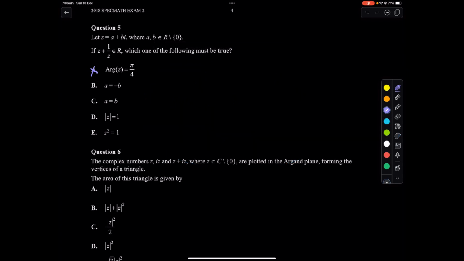Let's look at the next case. This is how you need to think when you're doing Spec. a is equal to negative b. What we're saying is, let's say a is 1 in this case. Hence, b has to be negative 1. So if a is 1, which is equal to negative of b, which is negative 1, hence 1 equals 1. So it does make sense.